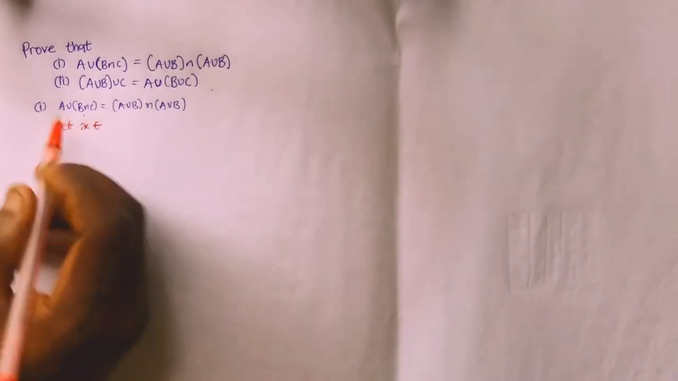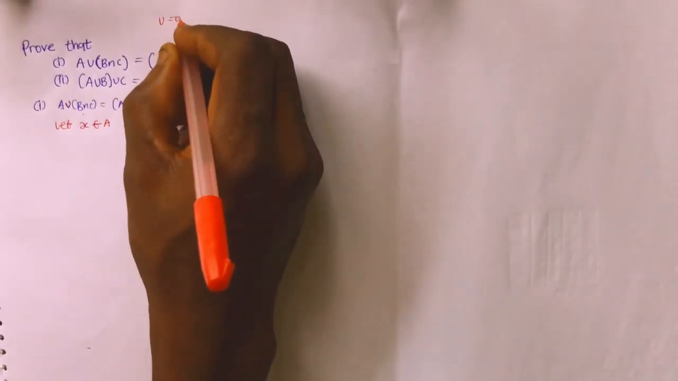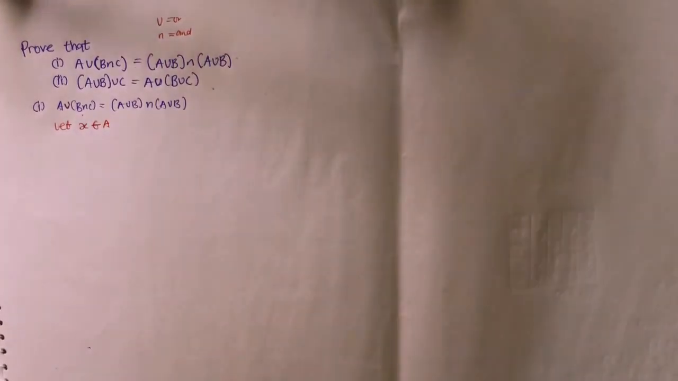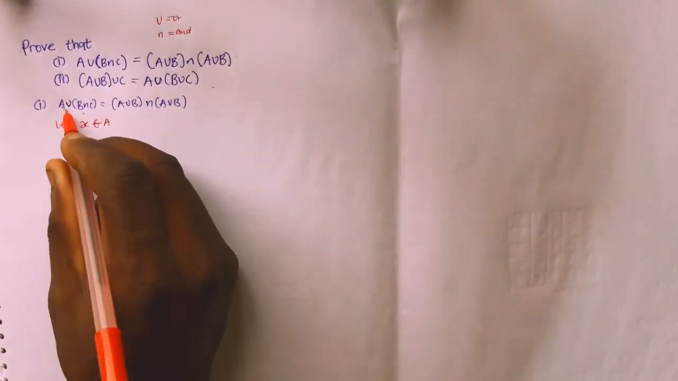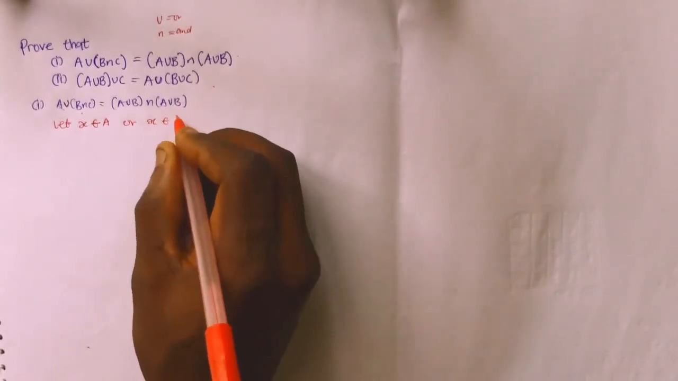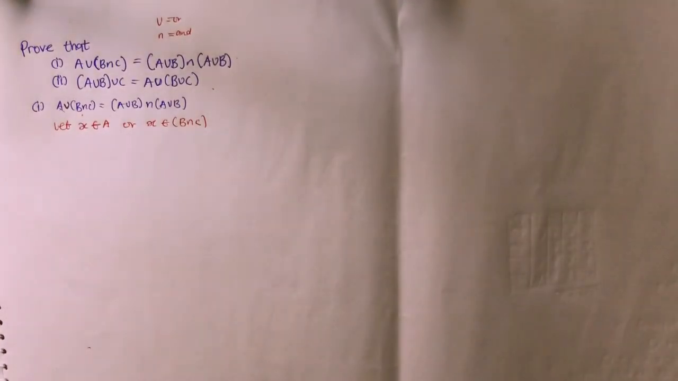Let X be a member of A union (B intersection C). Can you see that? Then this union means what? Or. Take note of this union means or, and intersection means and. So X is a member of A, I'm going to write or X is a member of B intersection C. Very simple.